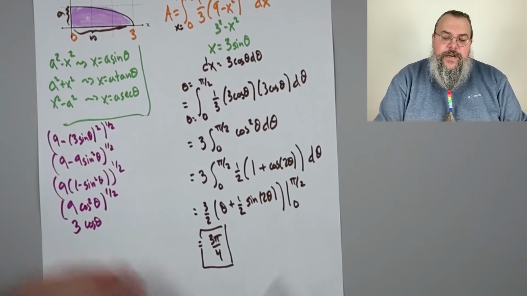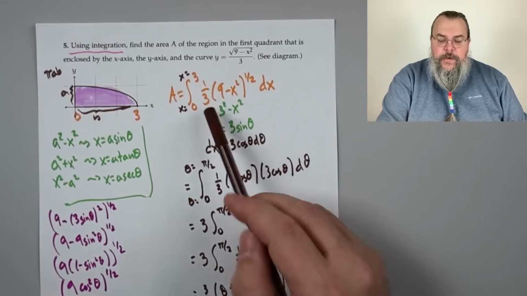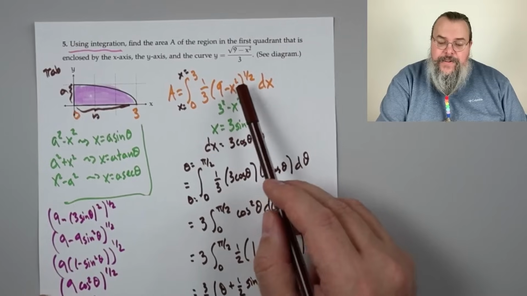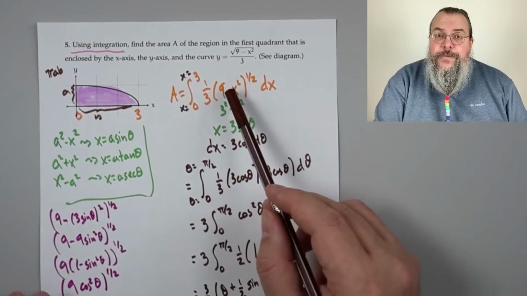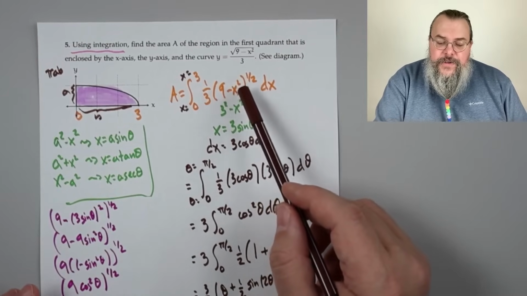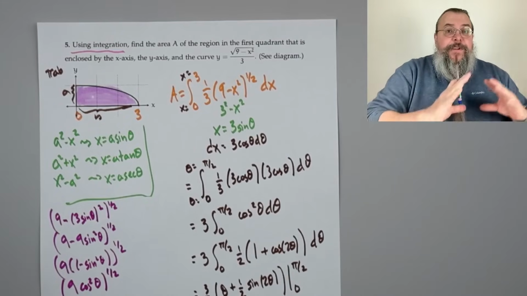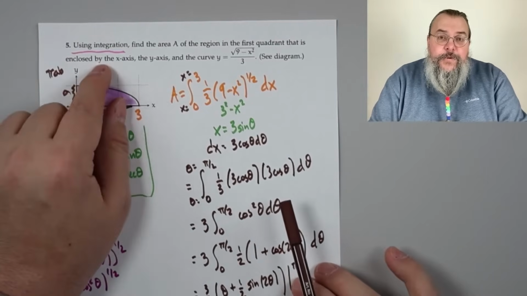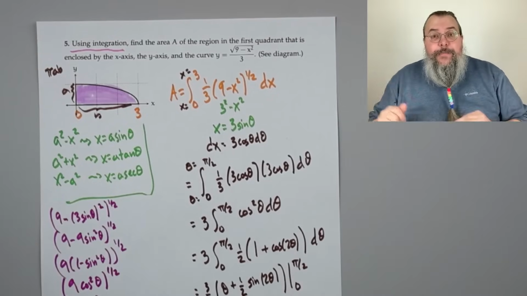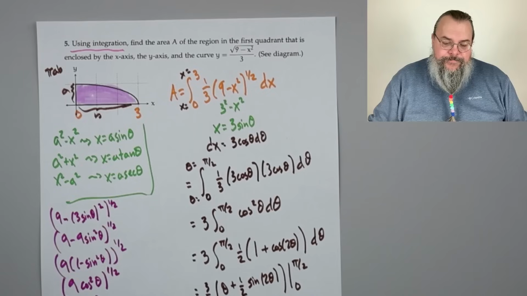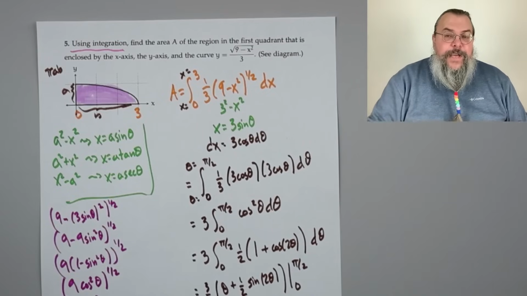We could have also said, hey, wait a second, pull out a 1/3. We recognize this geometrically. That's a quarter circle. And we know how to find the area of a quarter circle, and we would have gotten the answer. But those would not have been given credit because we wouldn't really be using integration. We'd be using geometry. So make sure to follow instructions. So there we go. 5 down. Let's keep going.